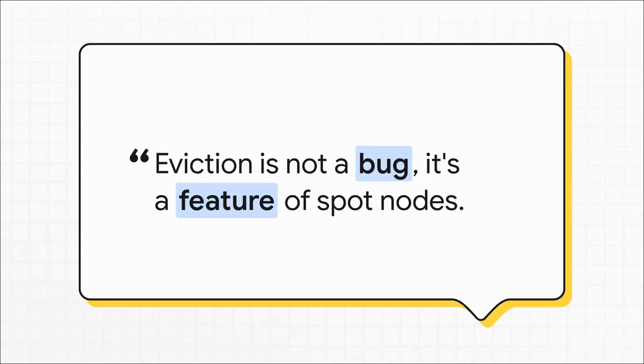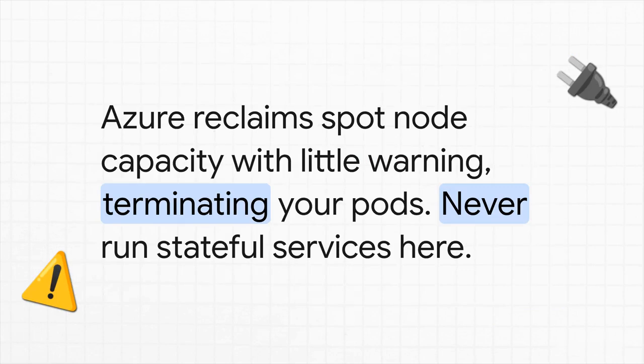But we absolutely have to talk about that catch. There's a saying that goes around: eviction is not a bug, it's a feature of Spot nodes. You have to embrace this. You have to design for it from day one. So what is eviction? It just means Azure needs that compute power back for a full-price customer. And with as little as 30 seconds of warning, they will pull the plug on your Spot node. Any pods running on it get terminated. This is exactly why you can never, ever run a database or any other critical service on a Spot node pool. It's just not what they're for.